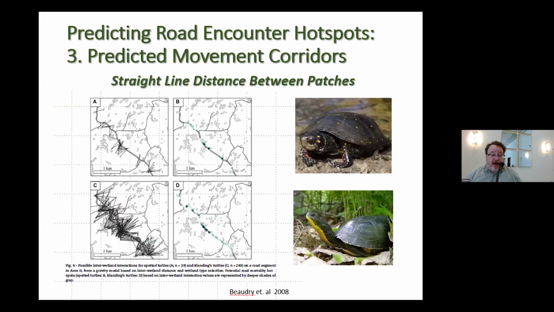Finally, we can try to predict where animals encounter roads by their behavior, how they move through the landscape. So for example, if we know where they go from one point to another, we can predict how they move through. The simplest assumption is that there's some straight line distance that they might move. And you could predict where the roads lie within that straight line distance, where there might be clusters of encounters or where encounters are most frequent. That's what Baudry et al. did in 2008 for Blanding's turtles and spotted turtles.